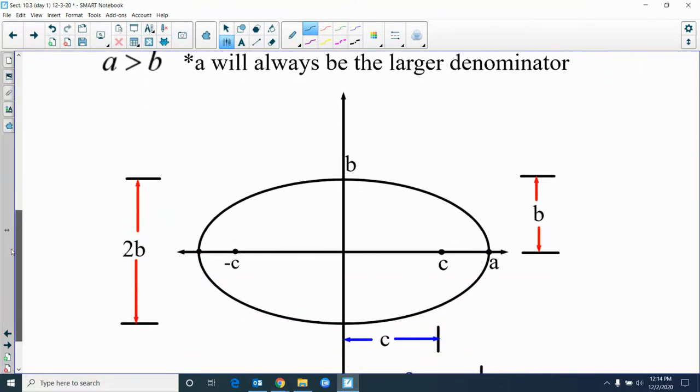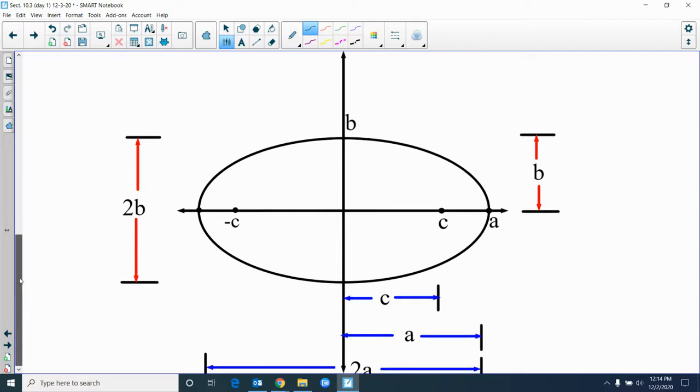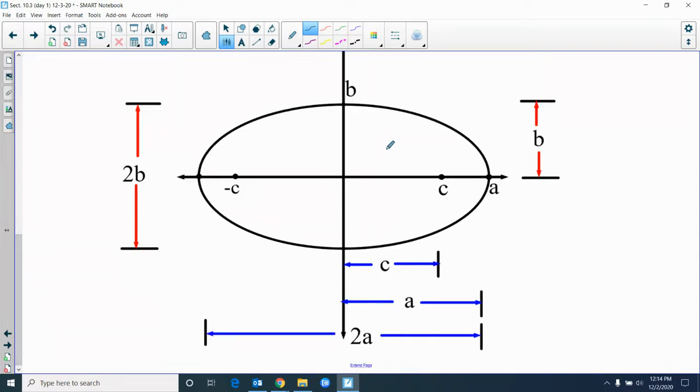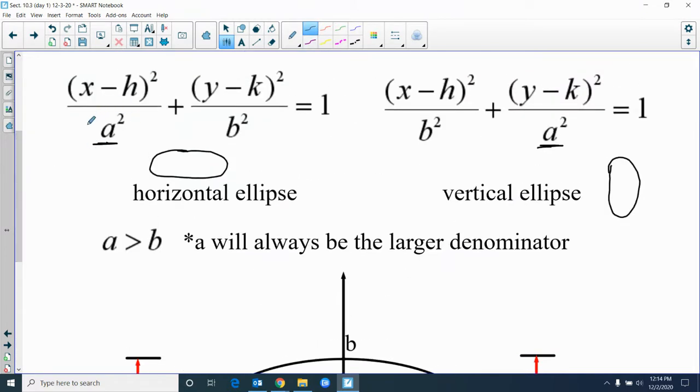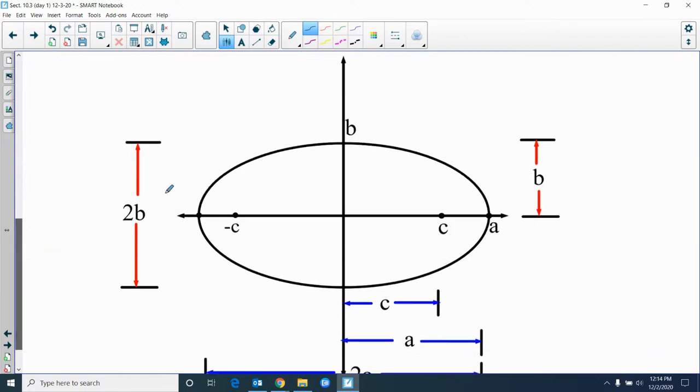Now, some other key terms here. The a value: a squared is that value, and when we take the square root of it, that tells us the distance from the center to the edge of the ellipse. The b value would be the distance from the center to the edge of the ellipse in the other direction.